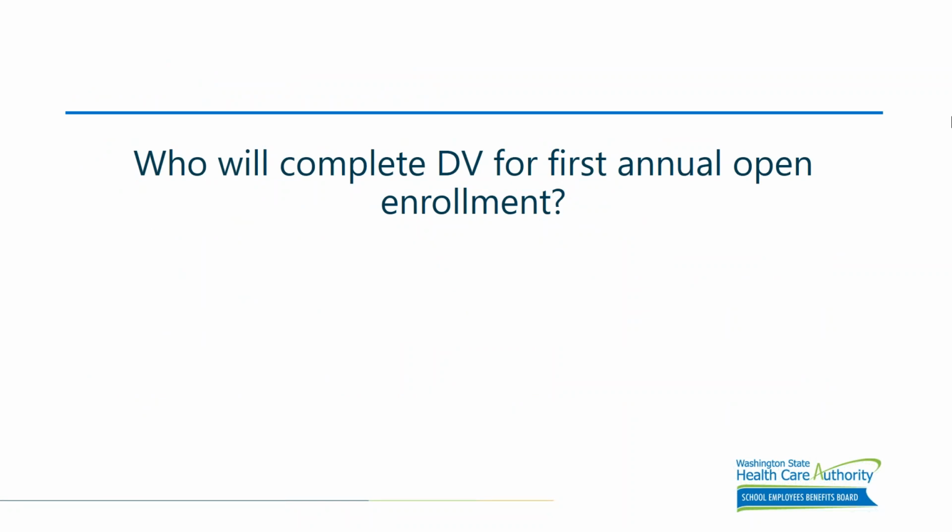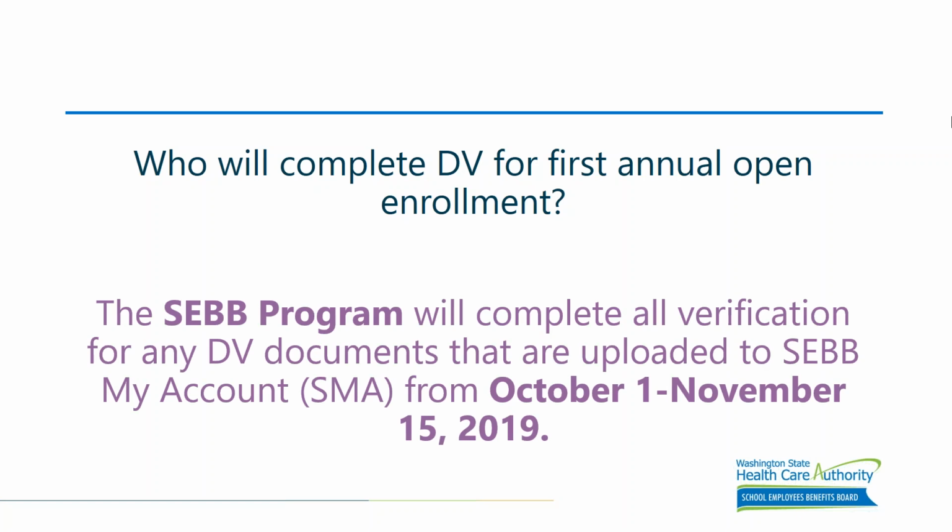All right, so a quick check-in for you guys. Who will complete dependent verification for first annual open enrollment? Well, again, I can't hear you, so I'll go ahead and give you the answer. I'm going to take it easy on you guys. So the SEBB program will complete all verification for any dependent verification documents that are uploaded to SEBB My account from October 1st through November 15th of 2019.